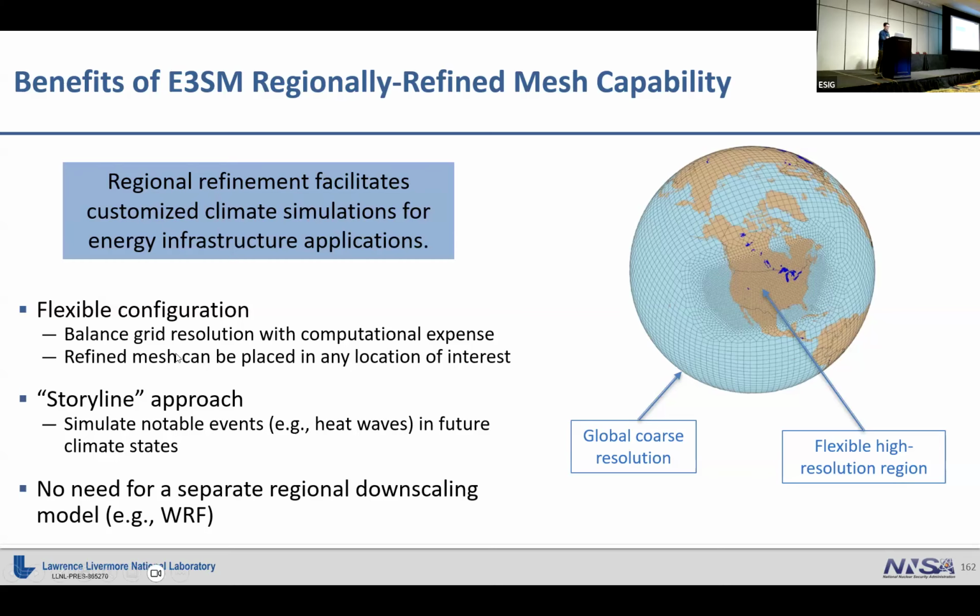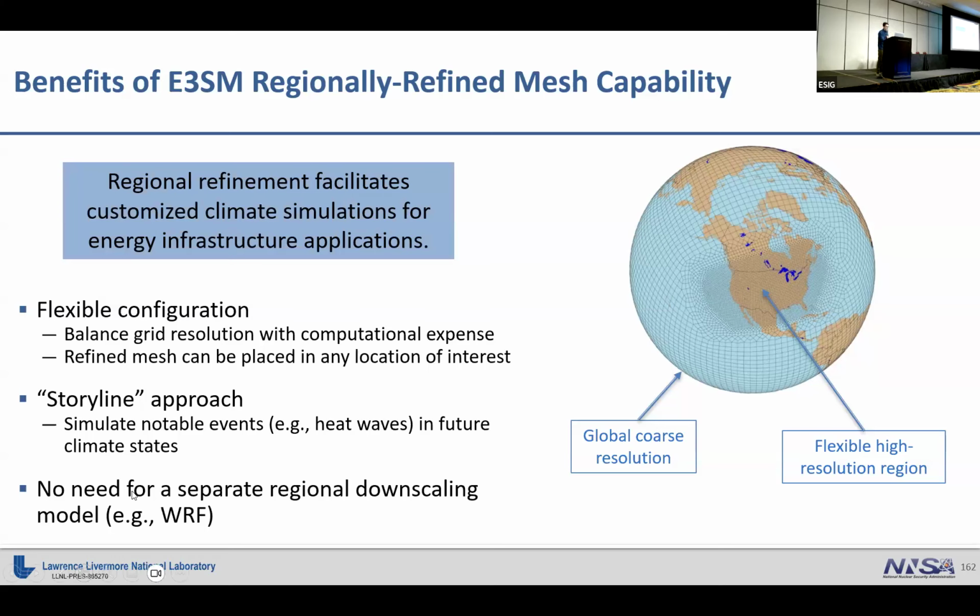We're also working on methods to more easily define the refined area over any location of interest in addition to the ones I've already mentioned. One additional thing that people are starting to do in the climate science realm is what's called a storyline approach, where you simulate a notable event that occurred in the past, such as a heat wave, in a future climate state, to see how the evolution of that event would change, say, with increased emissions and increased surface warming. So this RRM setup really facilitates that type of analysis for a specific region.